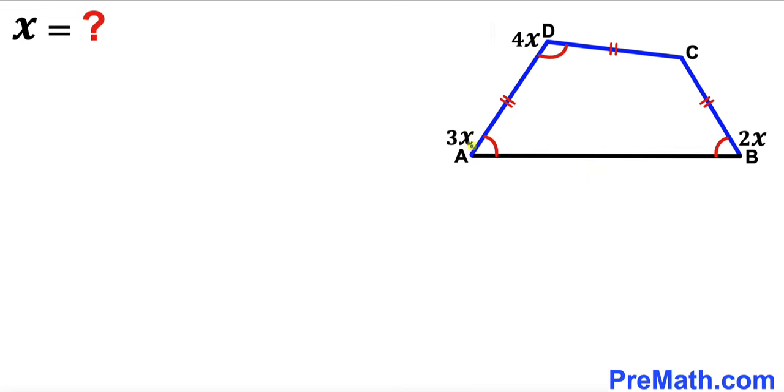In this video, we have this quadrilateral ABCD, as you can see in the diagram, such that side length AD is equal to side length CD, and side length AB is equal to BC. Moreover, angle DAB is 3x, angle ADC is 4x, and finally angle ABC is 2 times x. Our task is to find the value of the angle x.